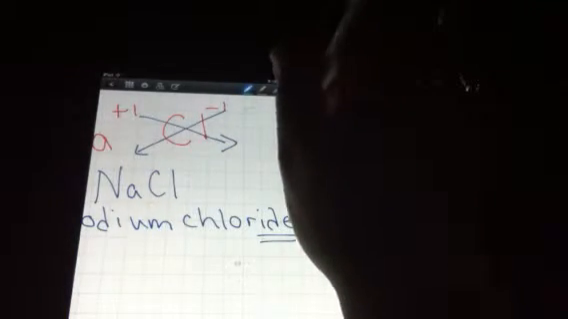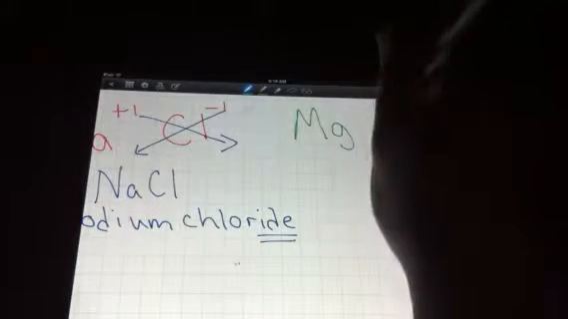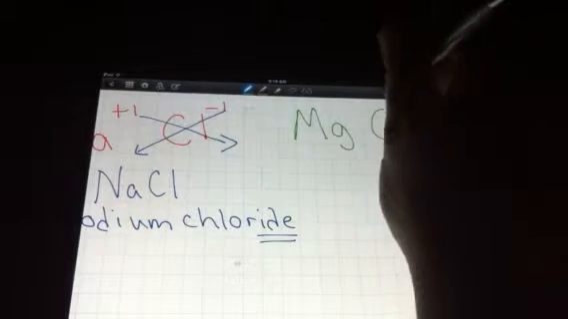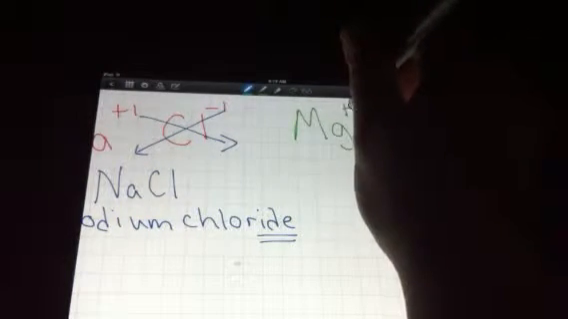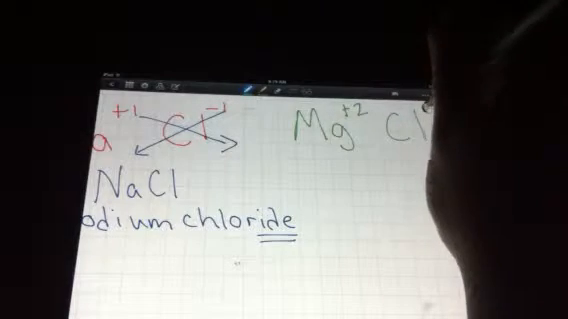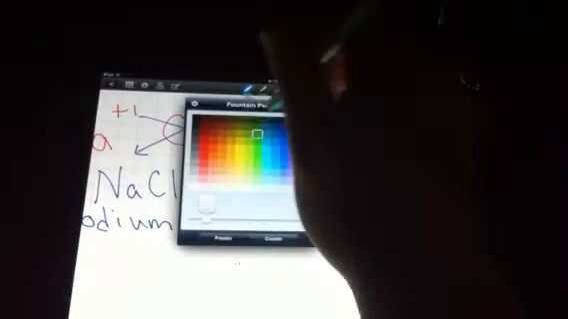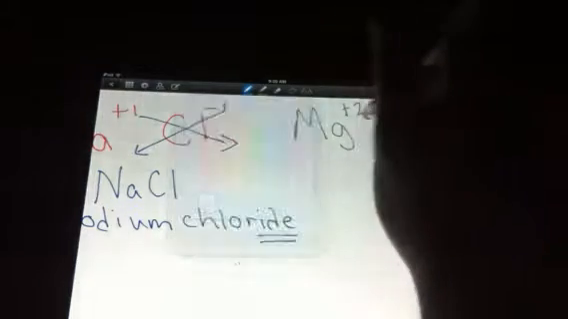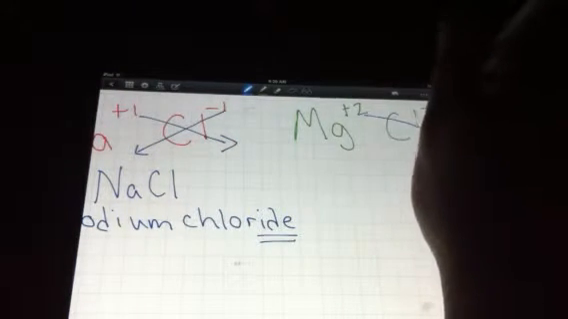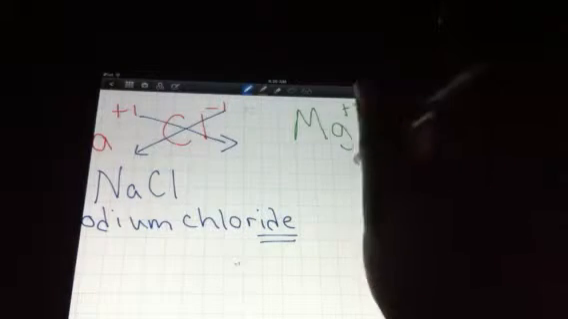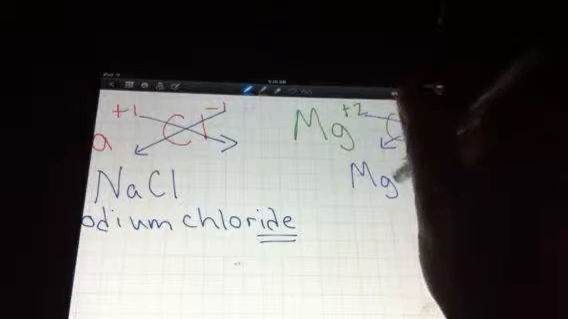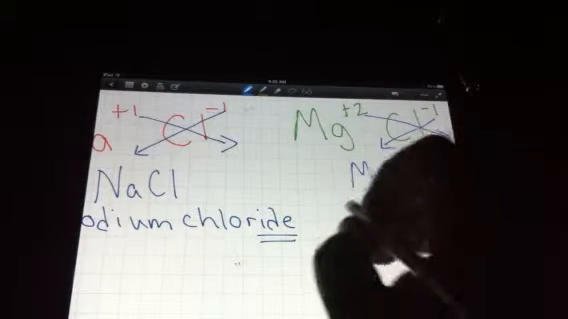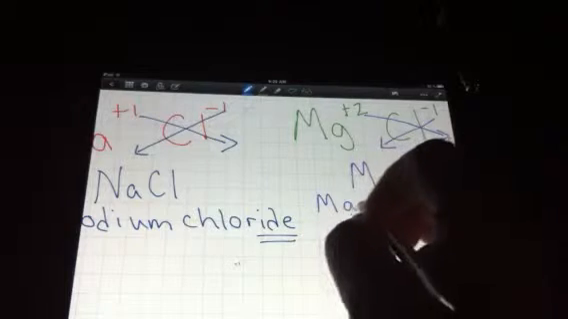So let's look at one that has a different number. Let's look at magnesium and chlorine. So magnesium's in group 2. It's going to have a +2 charge. Chlorine has a -1. When I criss and I cross, they no longer have those charges. So this becomes Mg1, I don't write the 1, Cl2. And it becomes magnesium chloride.